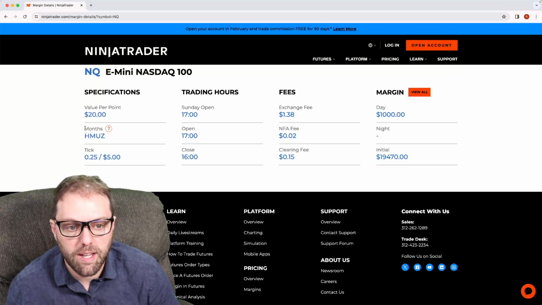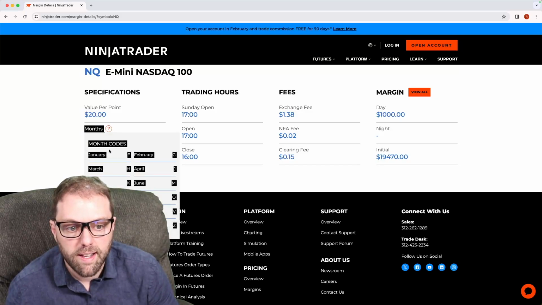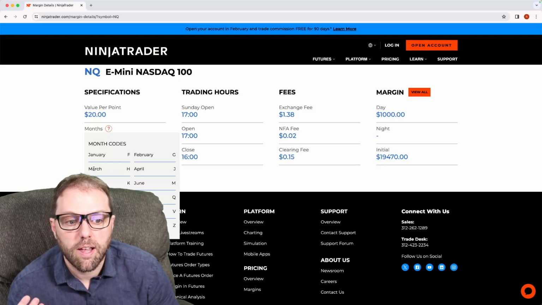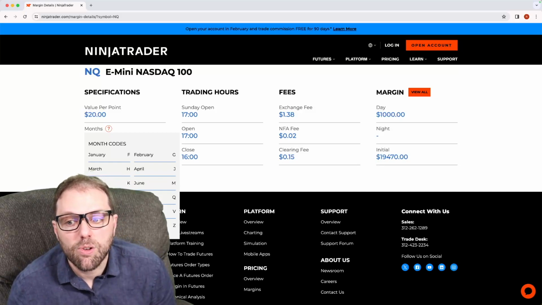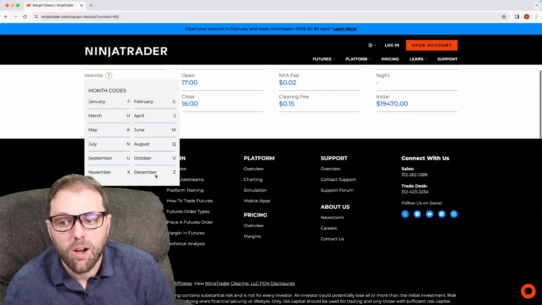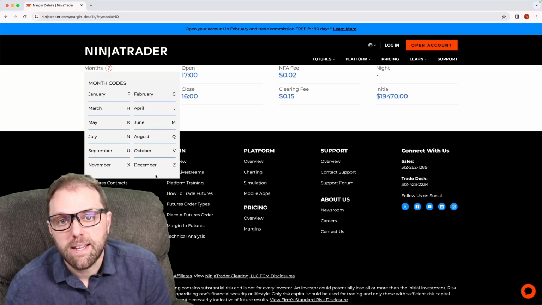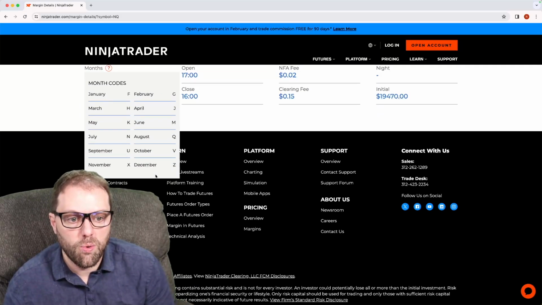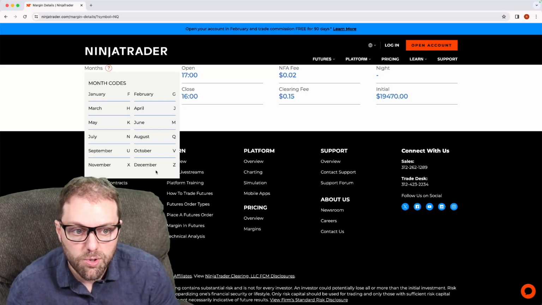So right here will be the months that we can look for contracts on. If I click the question mark, it'll tell me HMUZ, which is what was on the page. So that would be the March, the June, the September, and the December contracts. So that means I can't look for a NASDAQ 100 contract on February. I can't look for a NASDAQ 100 contract on May. It will be on the March, June, September, or December months, we can look for NASDAQ 100 contracts.